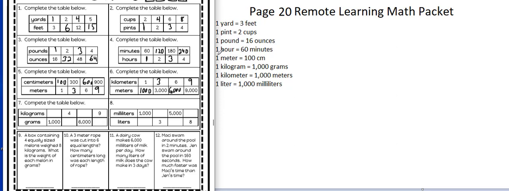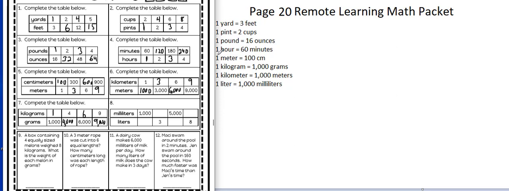Here, grams to kilograms. There's 1 kilogram in 1,000 grams. So 4 kilograms, 4 times 1,000 equals 4,000. So there'd be 4,000 grams in 4 kilograms. 9 times 1,000, there'd be 9,000 grams in 9 kilograms. And 6,000 divided by 1,000 would equal 6.